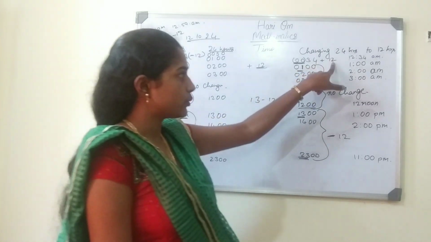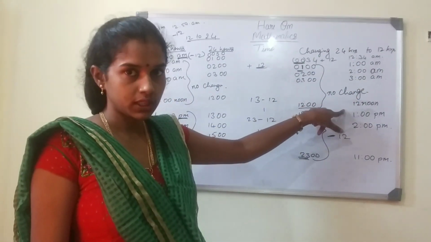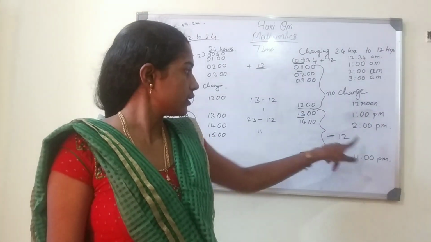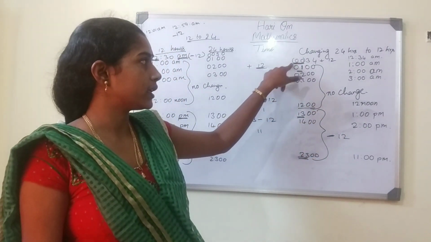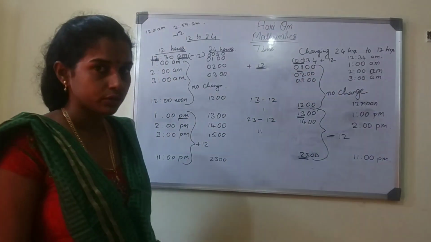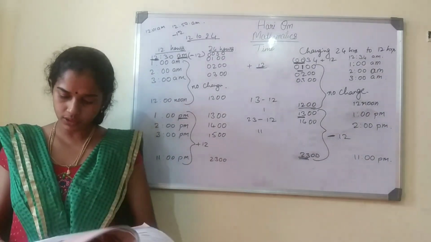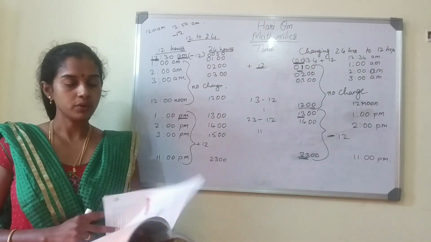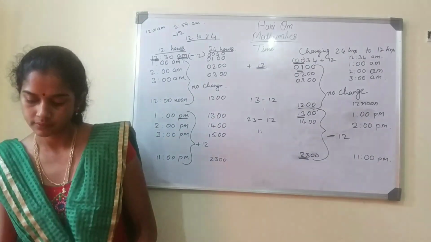And if we are changing from 24 hours to 12 hours, from 1 to 12 there is no change, and from 13 to 23, minus 12. If it is 0 over here, we are going to add 12. Understood this, children? It is given in the textbook, page number 181. Go through it. Tomorrow we are going to do the exercise. Understood? Okay, children. Hurry up.